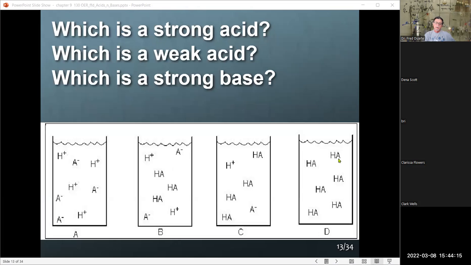Okay. Now, here are 4 diagrams, and they're asking which is a strong acid. So which of these 4 diagrams, A, B, C, or D, do you think would depict a strong acid? What do you guys think? Any ideas?